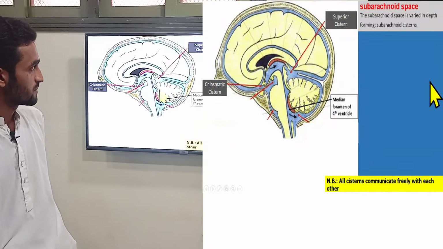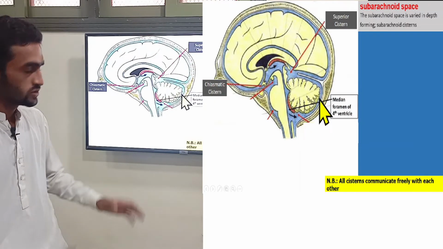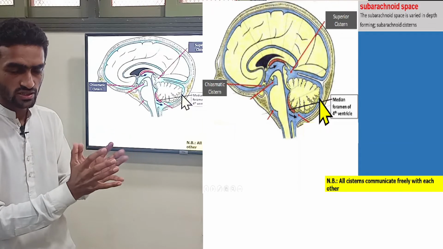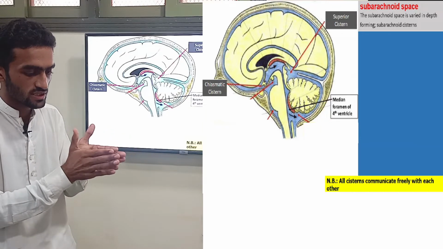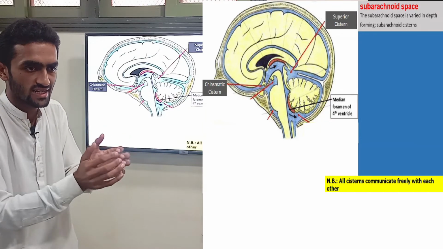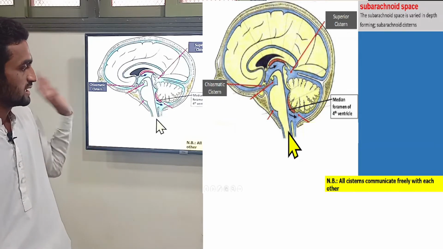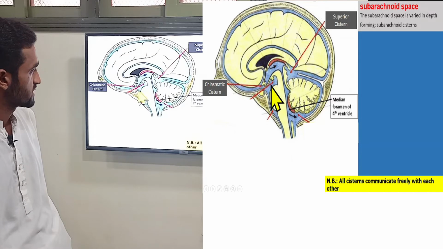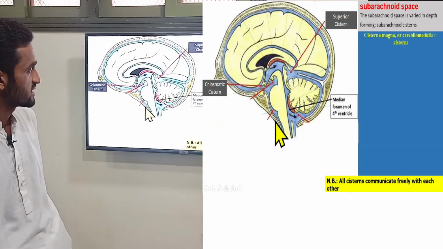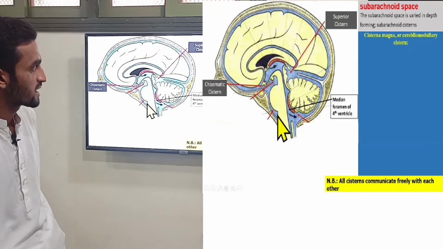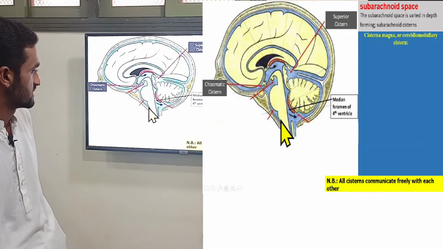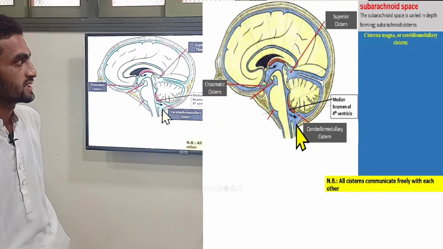There is another thing in the subarachnoid space: you will find some cisternae. A cisterna is actually a space where it extends and is dilated. So these are called the cisternae. Just name them. Can you see here the different cisternae? Here is the cisterna magna, or the medullary cistern.